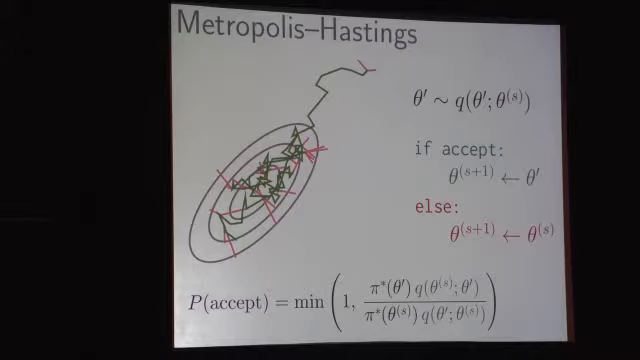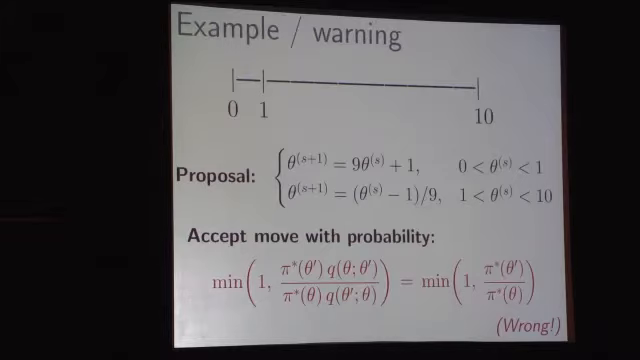So what I'm going to do for about 3 minutes is check your understanding, see whether you've been awake. So I have a question for you. This is an example where I'm going to make the state space theta very simple. So theta is going to be a real number between 0 and 10.